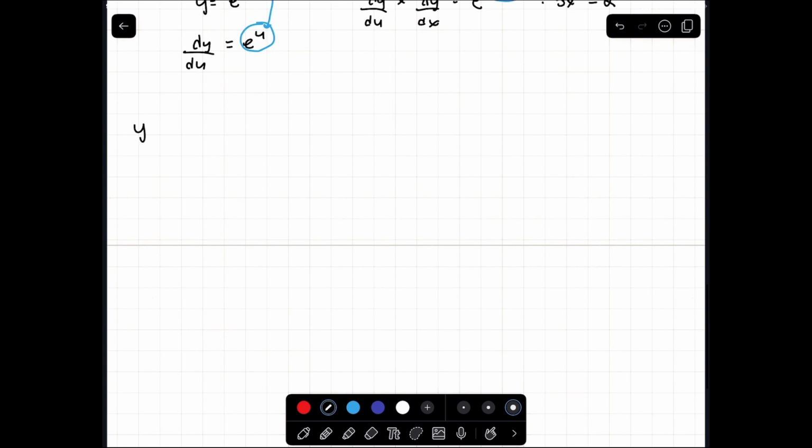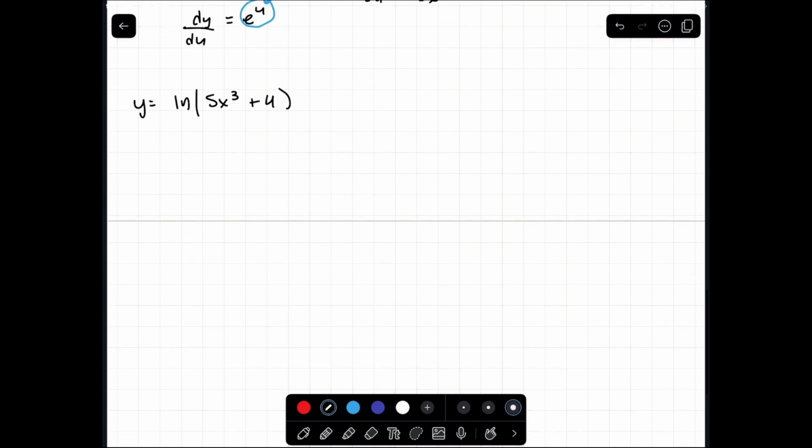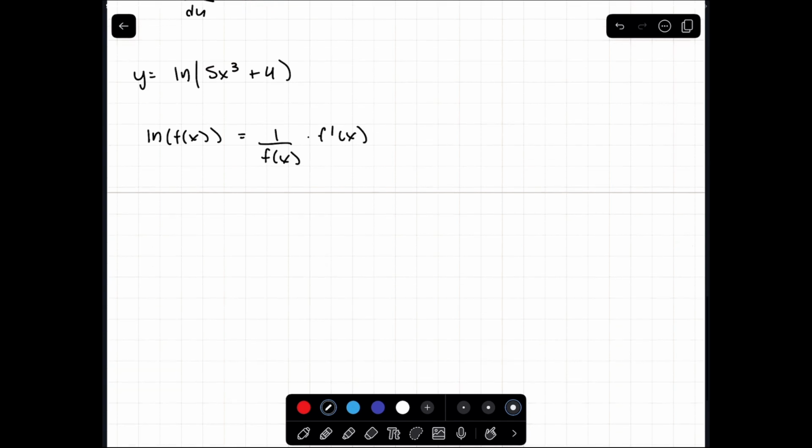Next question we're going to do, logarithmic: natural log of 5x cubed plus 4. So the standard definition of a derivative of a natural log is going to equal 1 over f of x multiplied by f prime of x. So we can do it that method, and I'm going to show that it's going to equal the same thing. So you have 1 over 5x cubed plus 4 times 15x squared plus 0. So according to the definition, this is what our derivative will be.